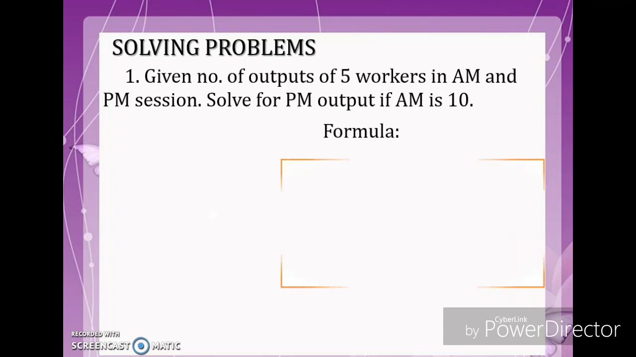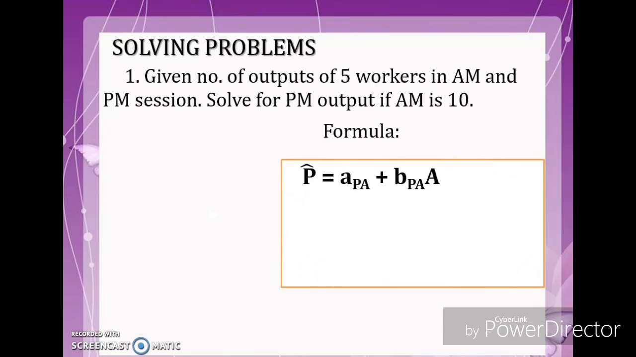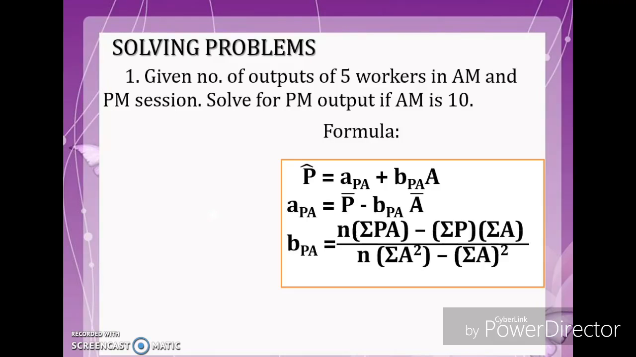So yung formula gagamitin natin ay predicting P is equal to A sub PA plus B sub PA times A. Then, A sub PA is equal to mean of P minus B sub PA times the mean of A. Then, B sub PA is equal to N times the summation of PA minus the summation of P times the summation of A all over N times the summation of A squared minus the summation of A quantity squared.